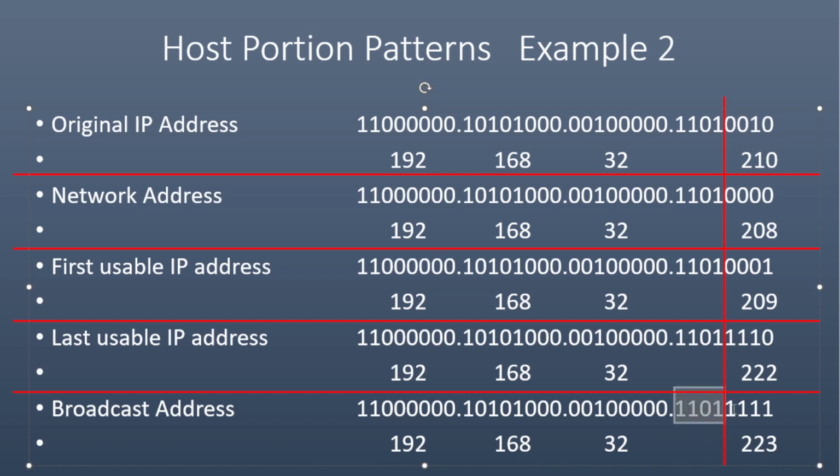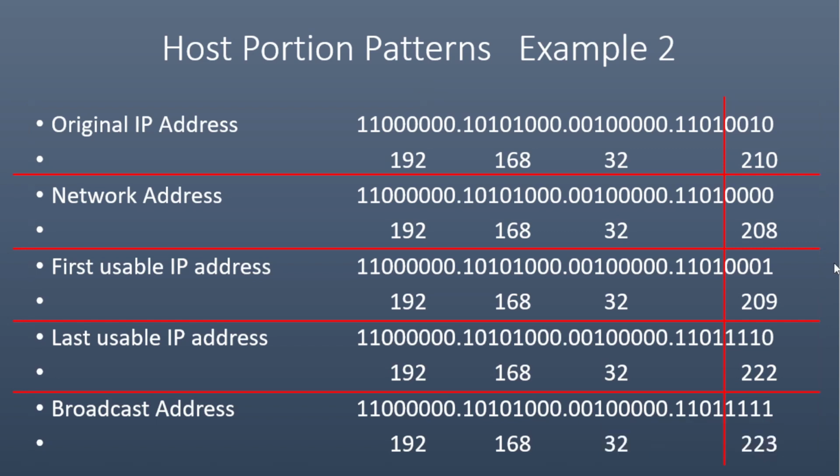And then look at the whole 8 bits, convert that back to decimal, and you get 223. Okay, so the network is 192.168.32.208. The first usable is 192.168.32.209. The last is 32.222, and the broadcast is 32.223.